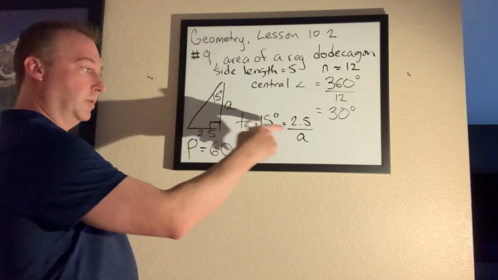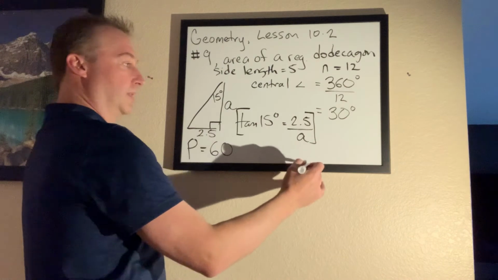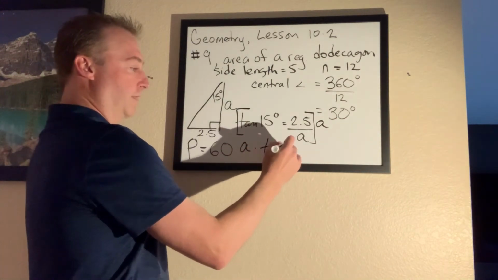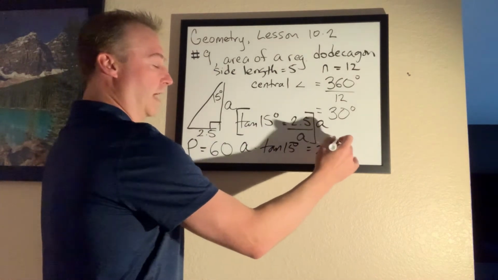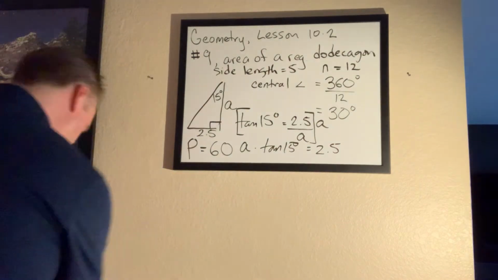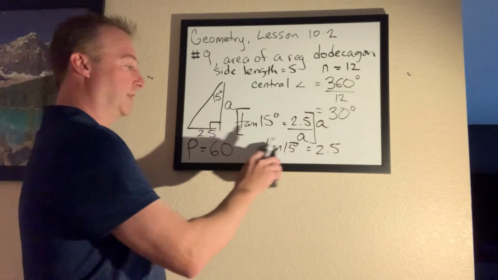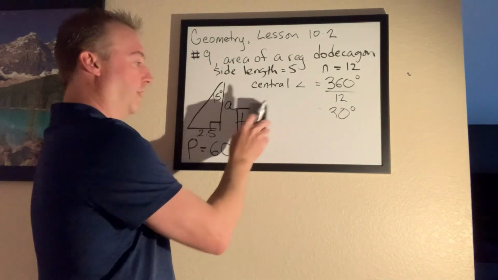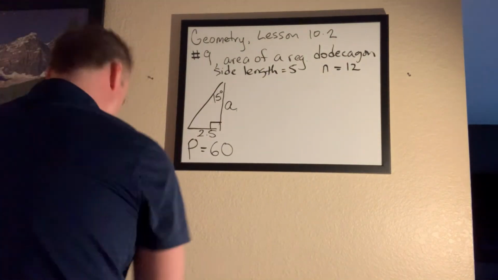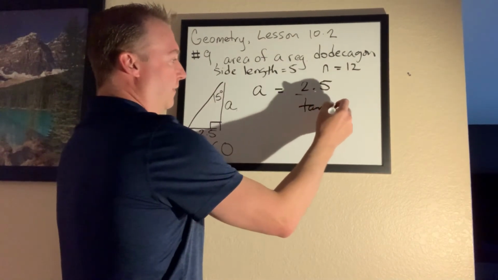When we do the algebra here to isolate for A, I'll do it on the board. We're going to multiply both sides of the equation by A. That will get us A times tangent of 15 degrees equals 2.5, and then we're going to divide both sides by tan 15. I'm going to erase some stuff so we can reset here. A is going to be 2.5 over tan 15. Hope you followed so far. The apothem is going to be 2.5 over tangent of 15 degrees.